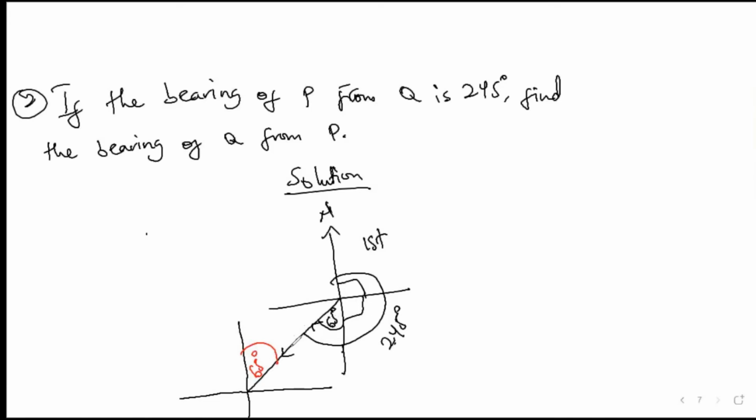Are we done? Are we done, Sasha? Yes. Are we done? You've not done anything. I don't understand what you've done. Why? Because I don't know where my P is, where my Q is.